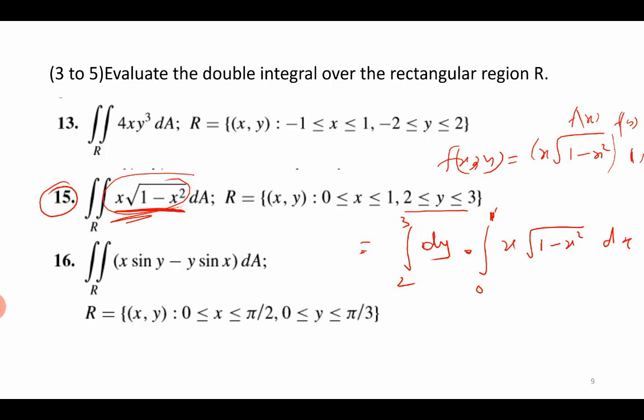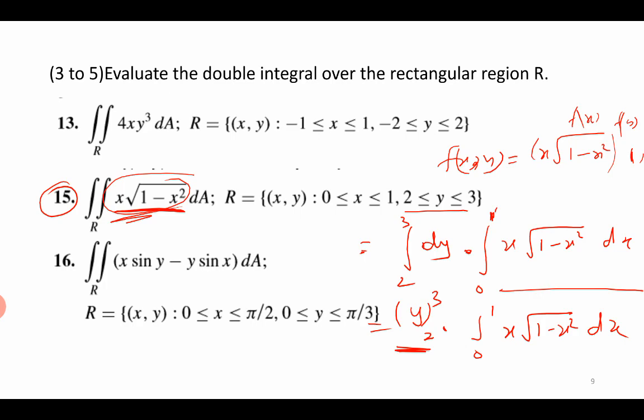So you can use the substitution method for the second part, and the first one will be the integration of y from 2 to 3, which will be 3 minus 2, it will be 1. The second part, you can use 0 to 1, x into square root of 1 minus x squared dx. So this term becomes 1. You are worried about the second term now, isn't it?